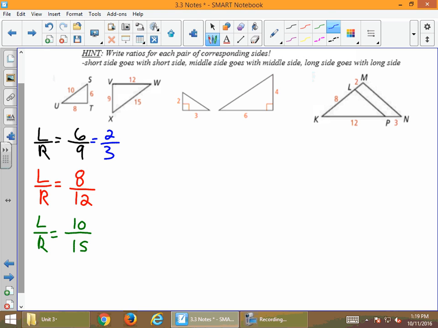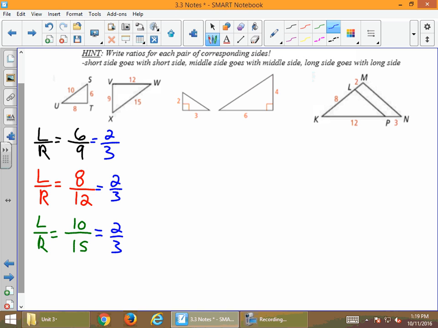Let's look at the next one. What is 8 over 12 reduced to, if it reduces at all? What is it? 2/3. Some students say, oh, I can stop right there. I don't have to go any further. If that's 2/3, then the other one has to be 2/3. No. There are some scenarios where it will not be the same. Let's double check and see if it is the same here. 10 over 15 reduces to, Megan? 2/3. So, are the ratios the same?